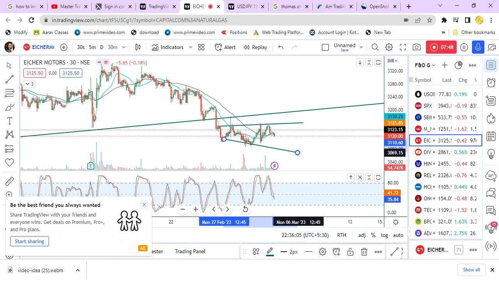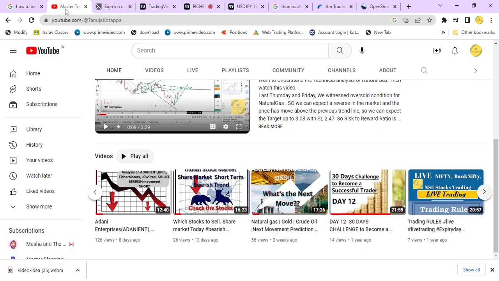So this will be a descending broadening wedge. Still we can't confirm, it's in a range between these two trend lines. So we need to wait for Eicher Motors, but still we are in a profit zone. So this will be about Eicher Motors.